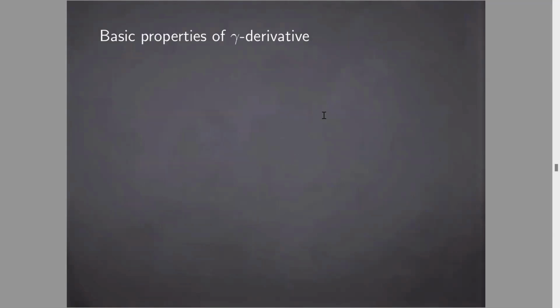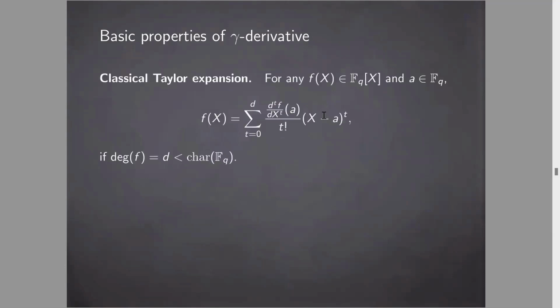So let's quickly look at some basic properties of the gamma derivative, which shows that this is very similar to the classical derivative with some subtle differences. In the classical case, we have this Taylor expansion. For any polynomial, we can write it down as the usual Taylor expansion as long as the degree is less than the characteristic of the field. If the characteristic is really small, then we can replace the classical derivative with the Hasse derivative, the scaled variant. Nevertheless, the Taylor expansion remains nearly the same.